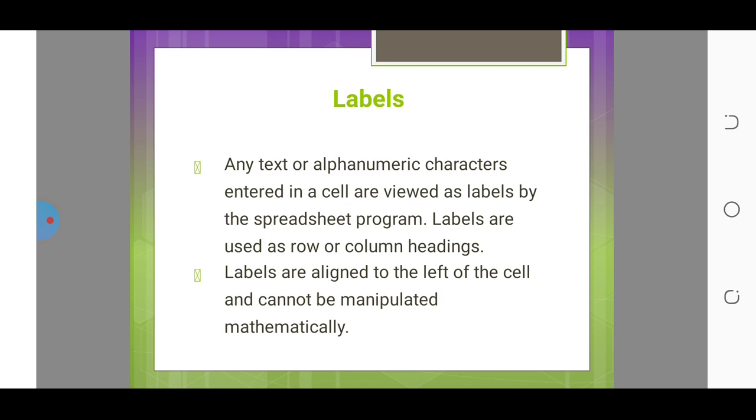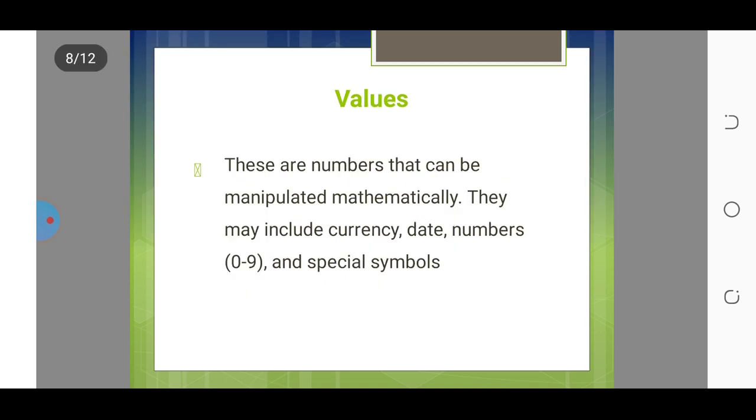Then labels are aligned to the left of the cell and can't be manipulated mathematically. So the headings or the labels cannot be manipulated mathematically. You cannot carry on calculations on text because we've said labels are basically alphanumeric or text. So no calculation can be carried on using these labels.